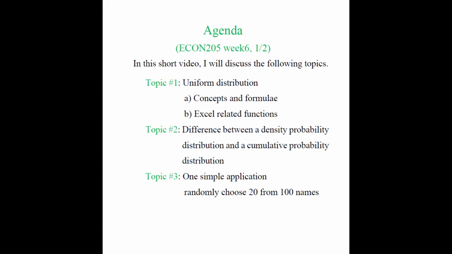Topic number 3, one simple application by using uniform distribution. Randomly choose 20 out of 100 names.